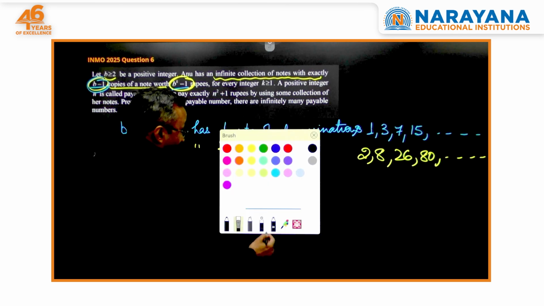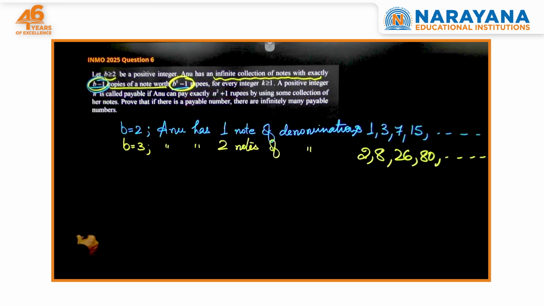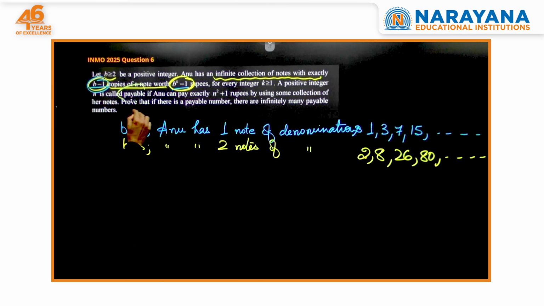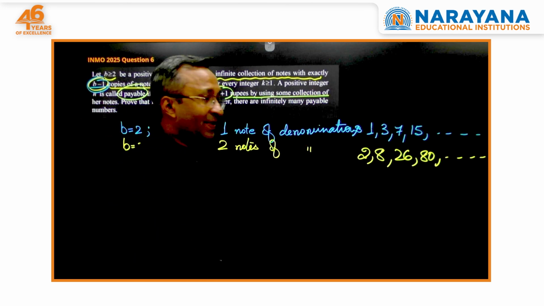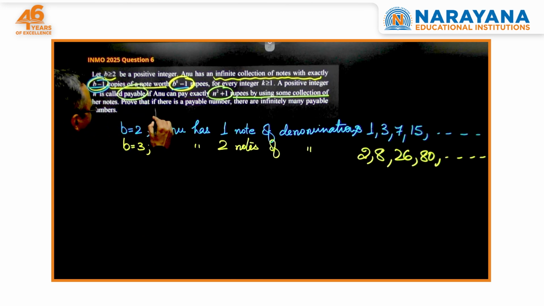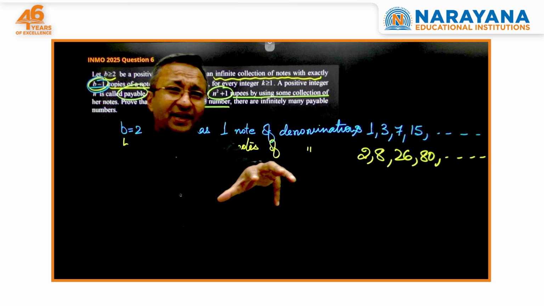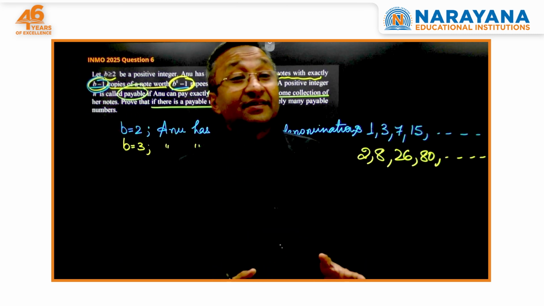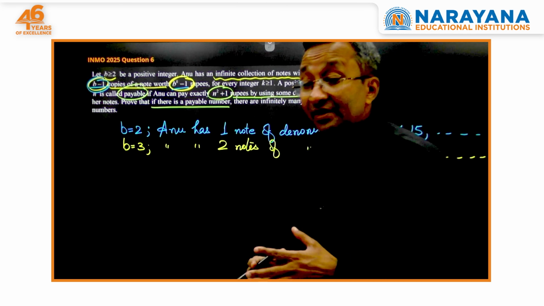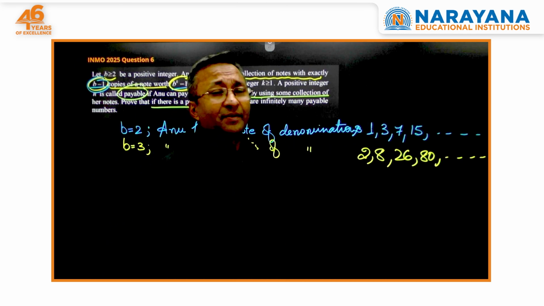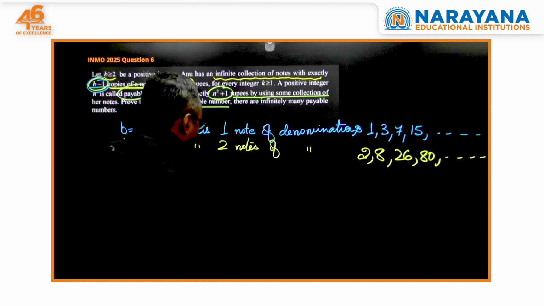The question becomes even more interesting henceforth. A positive integer n is called payable if Anu can pay n square plus 1 rupees by using some of these notes in the collection to someone, and they say if there is one such payable number, prove that there are infinitely many payable numbers. They haven't said to show which number is payable. They haven't said to show all such payable numbers. They only said if there is one such payable number, show that there are infinitely many.